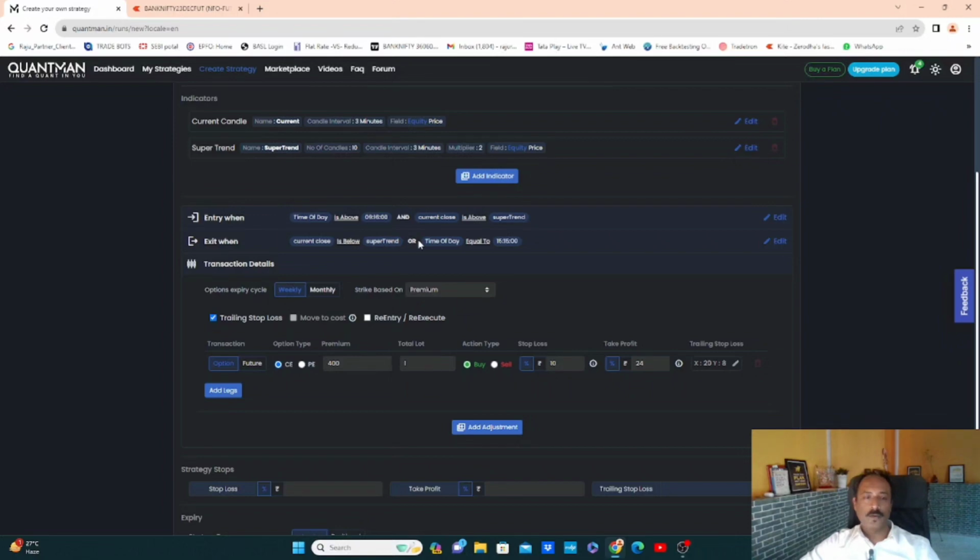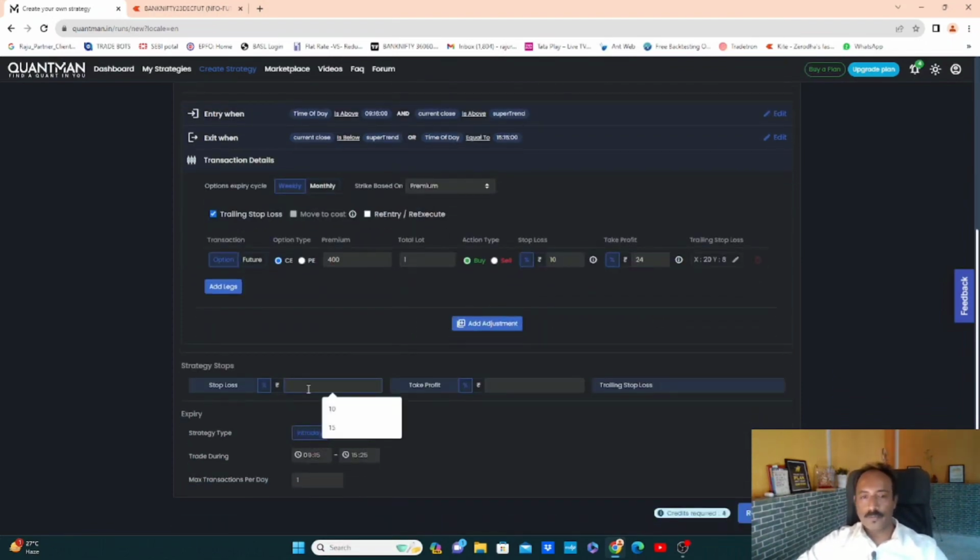Either the current candle closes below the super trend or the time of the day is 15:15, right? So here, all the conditions are done. If you want to be on a safer side, you can also keep an overall stop loss, and you can take an overall profit of 50% also, in case something goes wrong. Just to be on a safer side, we will keep it.